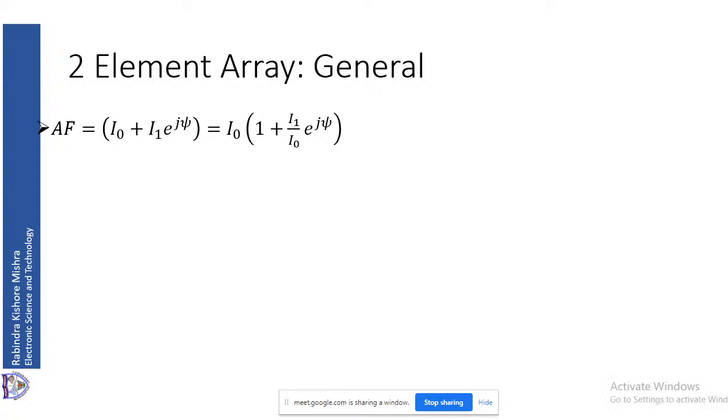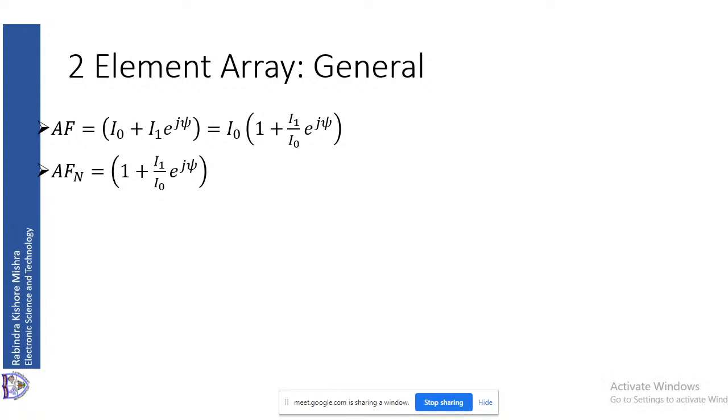So if it is not uniform amplitude, then the array factor is equal to I0, the current in the zeroth element, plus I1 exponential j psi. Exponential j psi represents the phase part and I1 is the current in the second element. Now let us take I0 common. Then the factor becomes 1 plus I1 upon I0 exponential j psi. So that is the array factor. Now the normalized array factor will be this divided by I0.